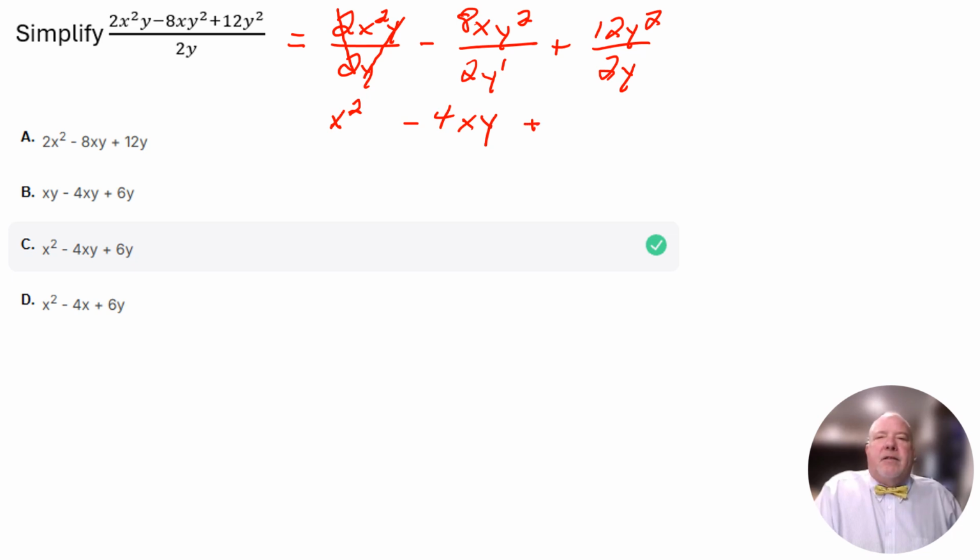And then plus 12 divided by 2 is 6. And again, I'm going to subtract the exponents. And again, there's an exponent of 1. So 2 minus 1 is 1. And so that's just y. And so that's your answer. And that corresponds with C.